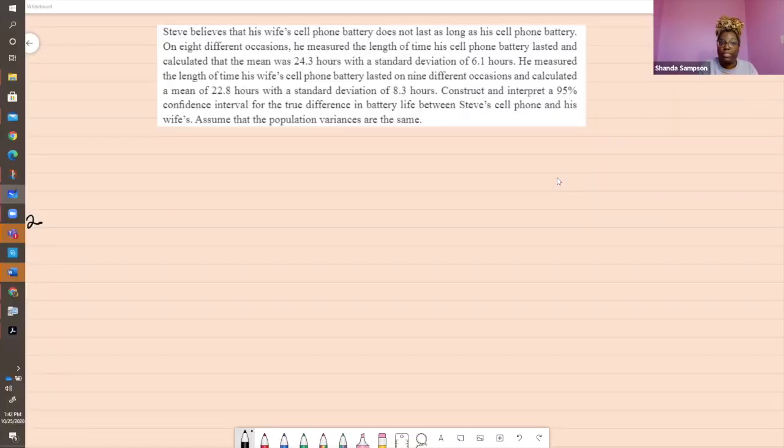Steve believes that his wife's cell phone battery does not last as long as his cell phone battery. On 8 different occasions, he measures the length of time his cell phone battery lasted and calculated that the mean was 24.3 hours with a standard deviation of 6.1. He measured the length of time his wife's cell phone battery lasted on 9 different occasions and calculated a mean of 22.8 hours with a standard deviation of 8.3. Construct and interpret a 95% confidence interval for the true difference in battery life between Steve's cell phone and his wife's, assuming the population variances are the same.